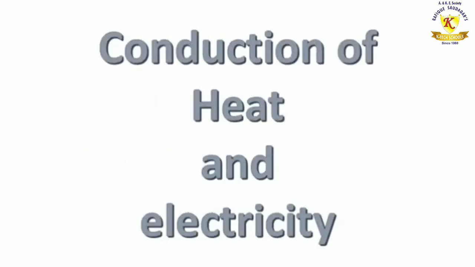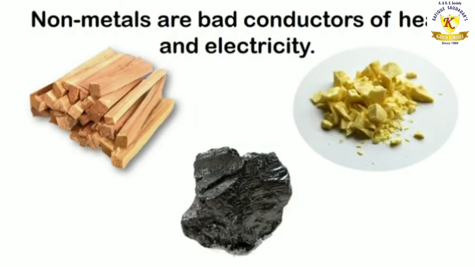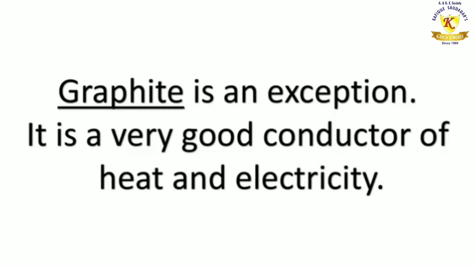The next we have conduction of heat and electricity. Non-metals are bad conductors of heat and electricity. That means they do not allow heat and electricity to pass through them. Here we have wood, coal, sulfur powder. Graphite is an exception. It is a very good conductor of heat and electricity.